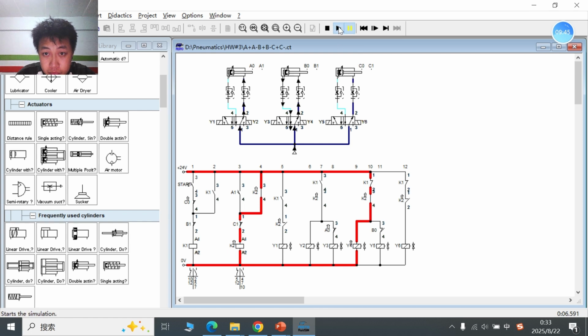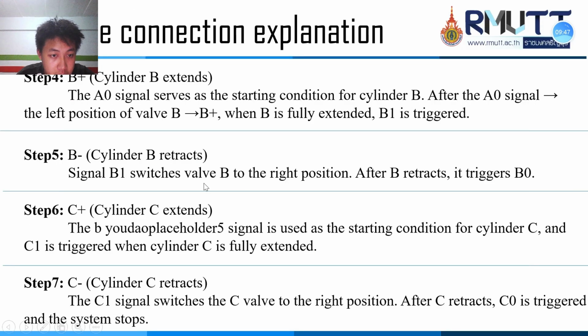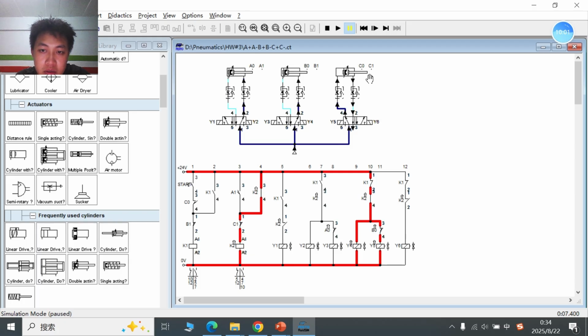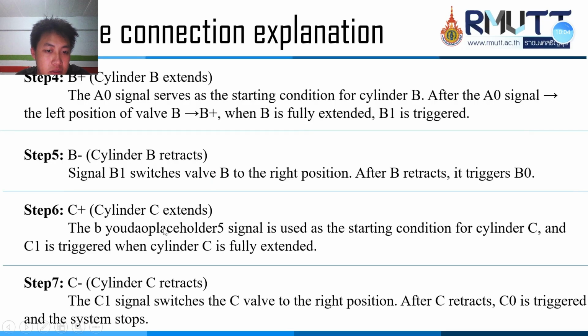Okay, so for B minus, the B1 signal switches valve B to the right position. After B retracts, it targets B0. So let's begin the C cylinder, cylinder C.